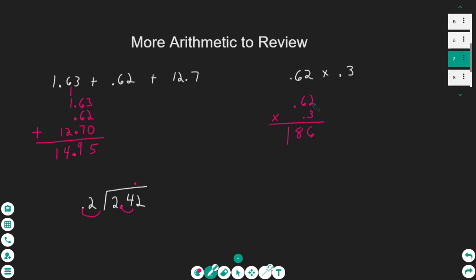And then at the very end, we have to count up all the places for the decimals. So this first factor had 2 decimal places. The second factor had 1 decimal place. So we have a grand total of 3 decimal places. So we're going to move that decimal, which is invisible right here, over to the left 3 places. So 1, 2, 3. That's where our decimal is going to go.